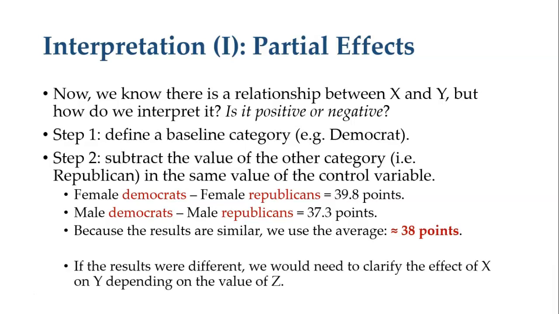But imagine that the results were not like that, for instance, if the difference between male Democrats and male Republicans is very small, like 5 points. So you cannot use an average in this case. And what is better in this kind of case is just to clarify the effect for each level of the control variable. So you say, for instance, for females, the effect is 38%, and for males, the effect is 5%. The effect of partisanship on my outcome of interest, okay?